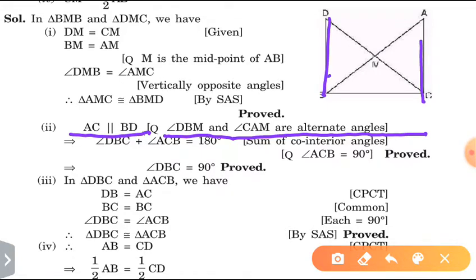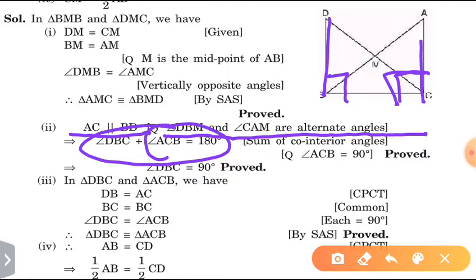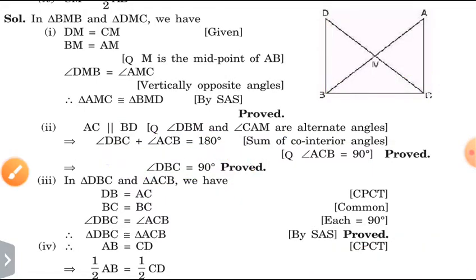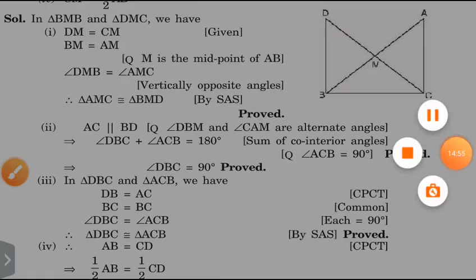Now, since the sum of co-interior angles is equal to 180 degrees, this is the property of parallel lines. You can see that angle C is already given as 90 degrees. Then angle DBC is equal to 180 minus 90, that means we get this angle as 90 degrees. Now, move to the next part of this question.